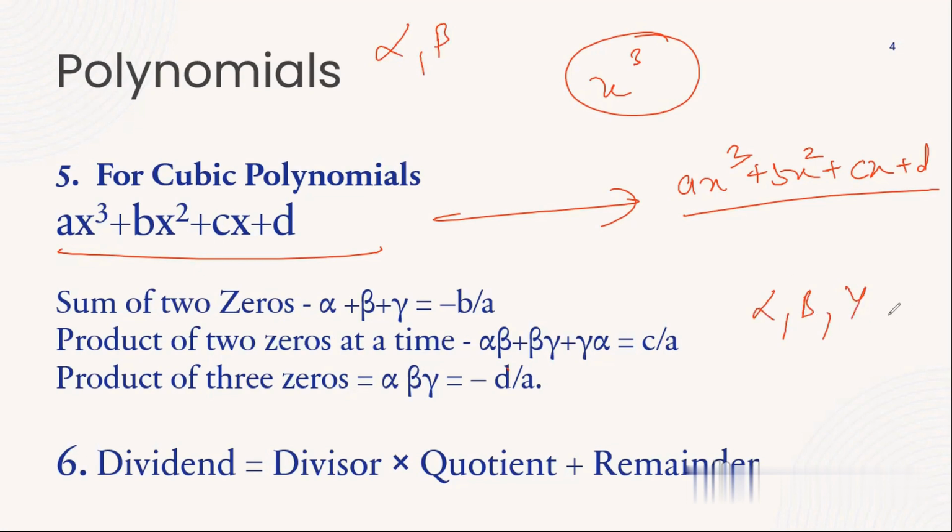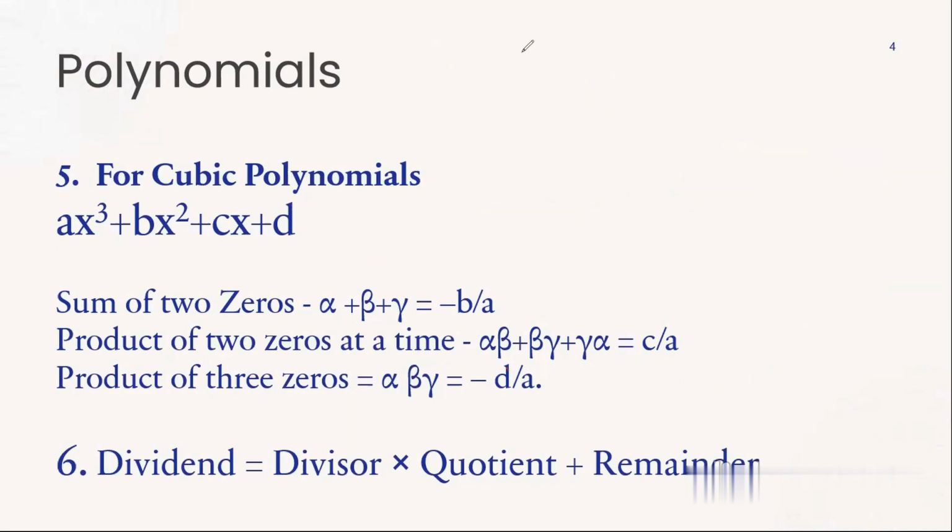So when you are summing them, when you are adding them, alpha plus beta plus gamma, the formula is the same, that is minus b by a. Same formula of the sum. But moving towards the product of the 2 zeros at a time and product of the 3 zeros. So first, the product of the 2 zeros: we will take alpha beta, then beta gamma, and then gamma alpha, right? Which is equal to c by a, the same formula.